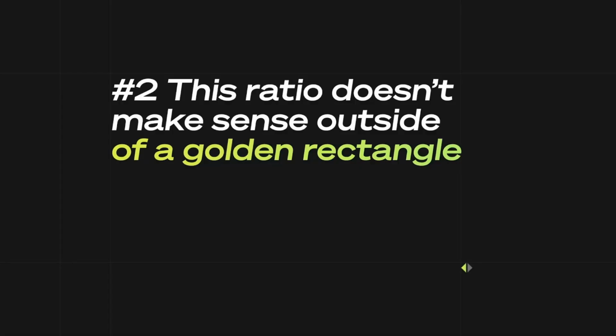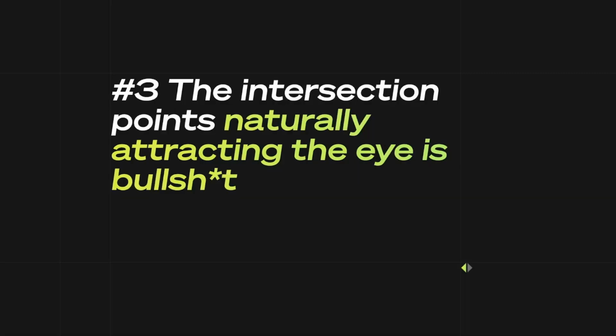So normally this kind of ratio, the 1 to 3, 2 to 3, sorry, 1 to 2, doesn't make sense outside of a golden rectangle, according to the rule itself. And a third point that is interesting is that the intersection points are supposed to naturally attract the eye. And the thing is that this is complete bullshit.